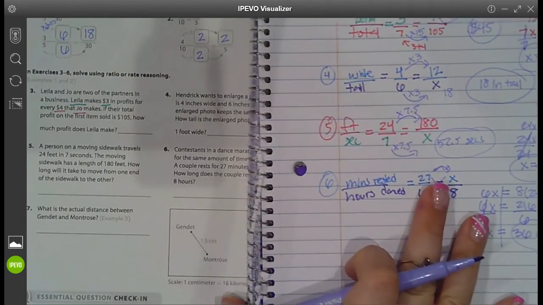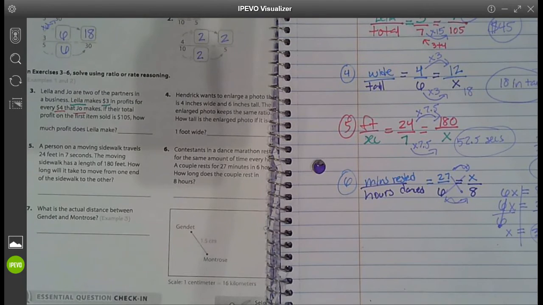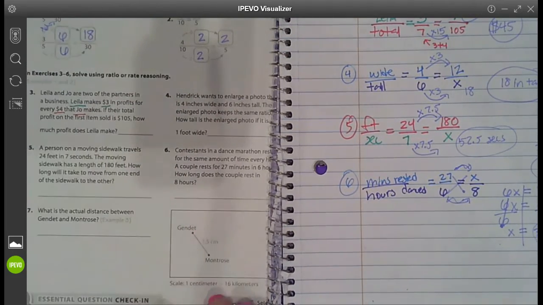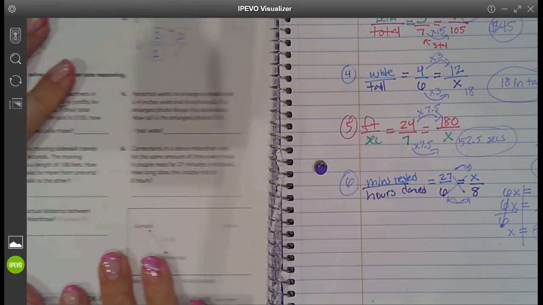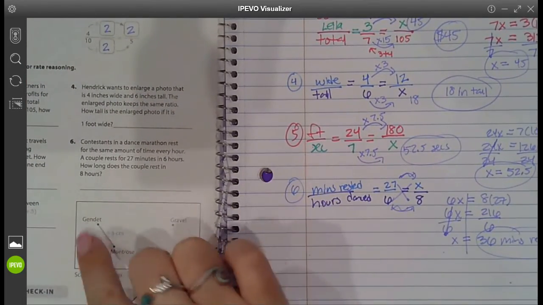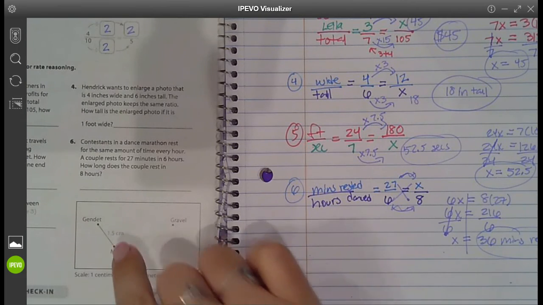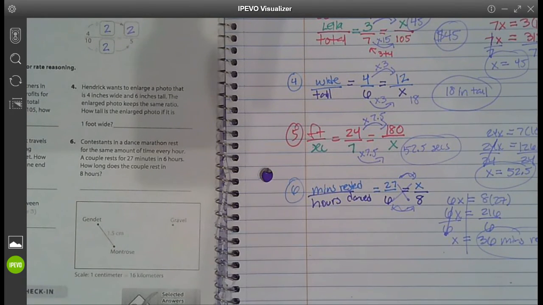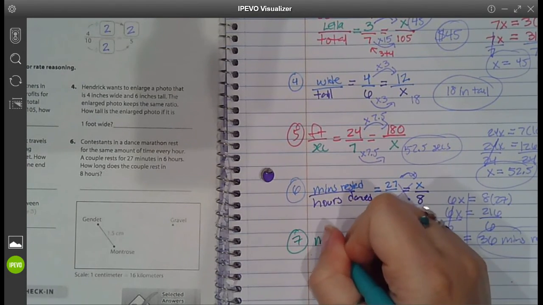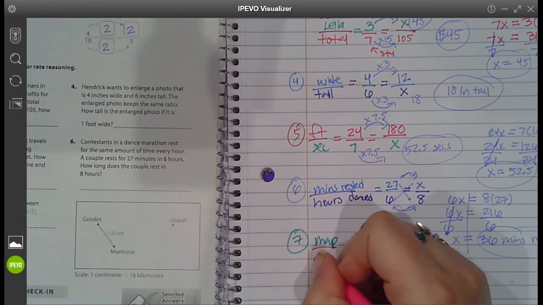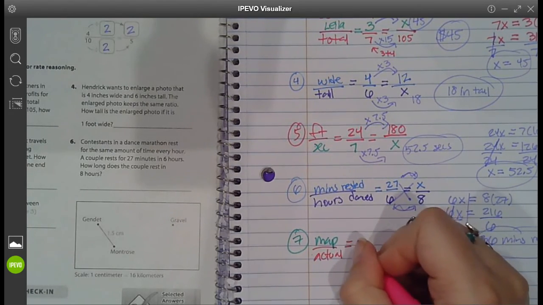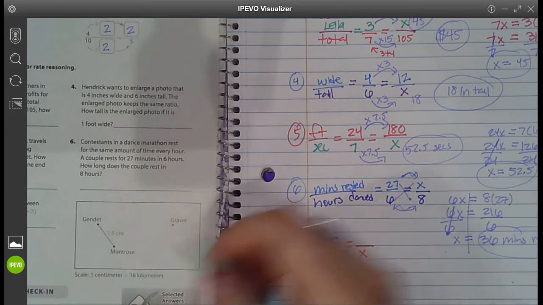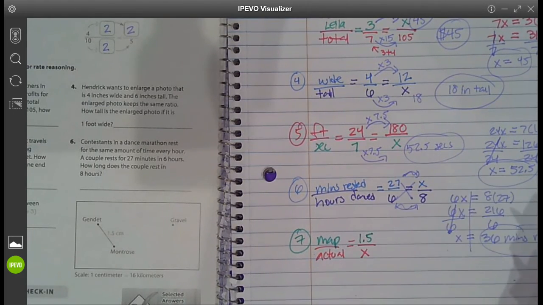Okay, the last one I want you to solve is using this scale right here. They want to know what's the actual distance between Condot and Montrose. Okay, so if I go ahead and move this over so that we can see. Okay, right here, these are the two cities, and they told me the distance is 1.5 centimeters on the map. So we have number 7 is talking about the map versus the actual distance in real life. Okay, well, they said, how far is it in real life? We don't know, but the distance on the map is 1.5 centimeters.